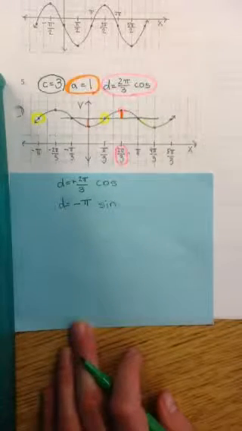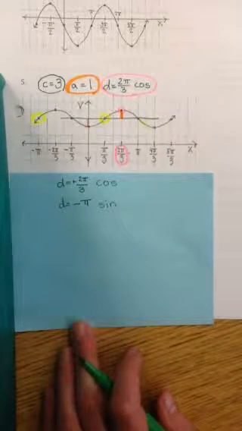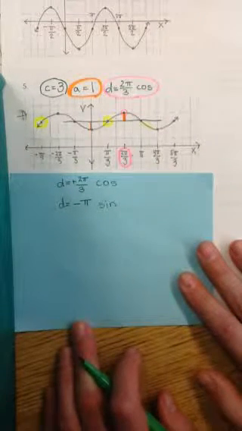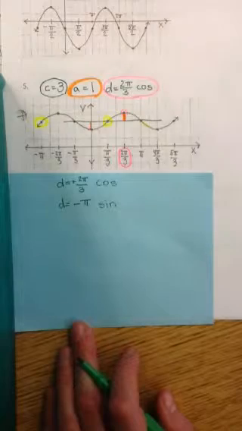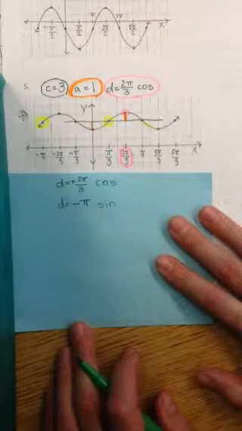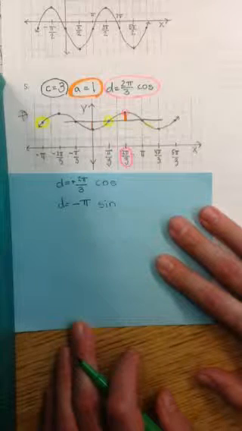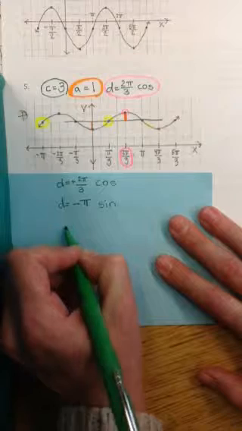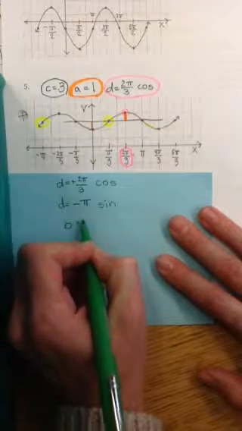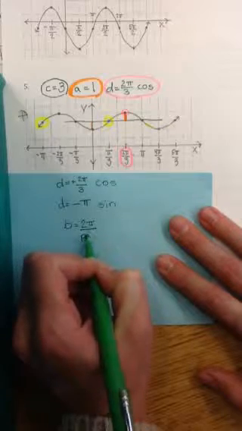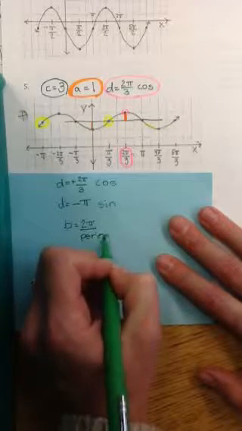The last thing my notes say is B. B helps you find the period. We added a sticky note, and if you don't have that sticky note, you need to get it from a classmate or get it from me the next time we see each other. It tells me that if I need to find B, I take 2 pi over my period. So I have to know what my period is in this graph.